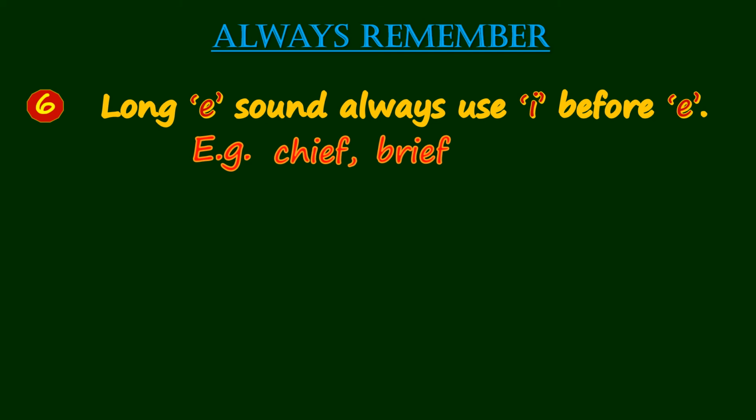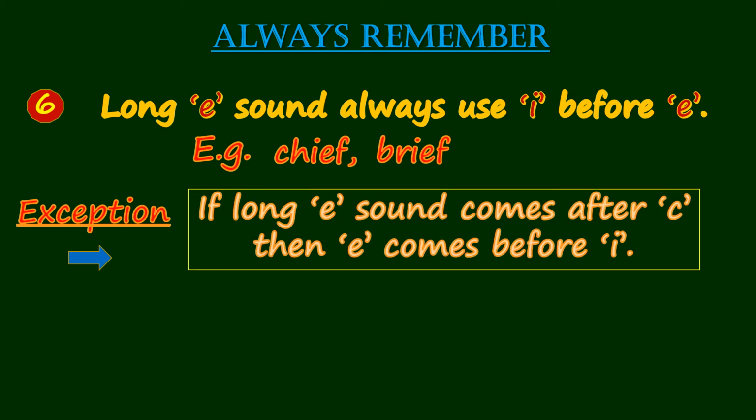Whenever you hear this long sound of E, you will first write the letter I and then E. Similarly, read this word, brief. Again, a long sound of E. So first write I followed by E. But in this rule also we have an exception. In case you hear this long sound of E, but before it you can see or hear the sound of C, then in that case, you will not write I first. If you are hearing this long sound of E and it is coming after C, then in that case only you will first write E and then write I for this long sound of E. It gets reversed.